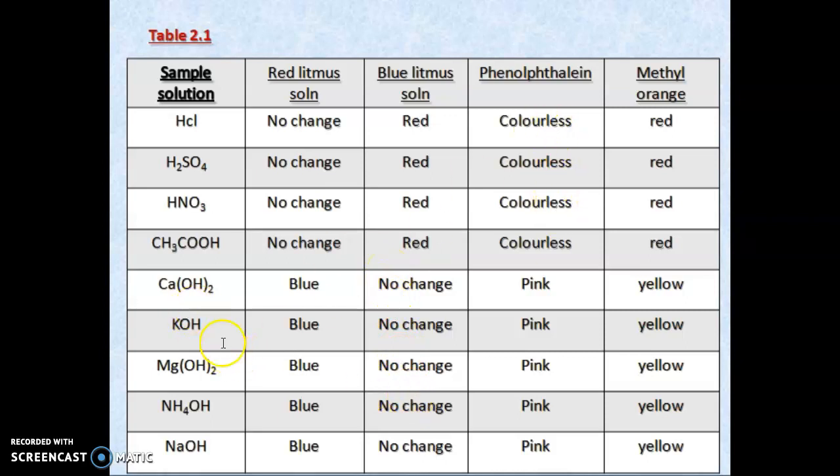Similarly, when all the bases react with phenolphthalein, the solutions change to pink color, and when all the bases react with methyl orange, the solutions change to yellow color. So from this we can say that when a base reacts with litmus paper, red changes to blue and blue shows no change; when a base reacts with phenolphthalein, it changes to pink color; and when a base reacts with methyl orange, it changes to yellow color.